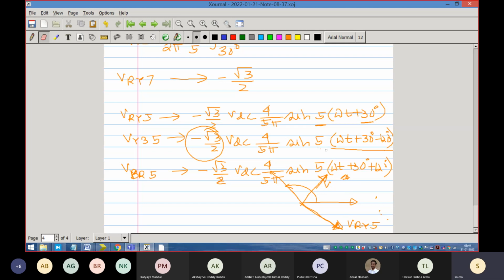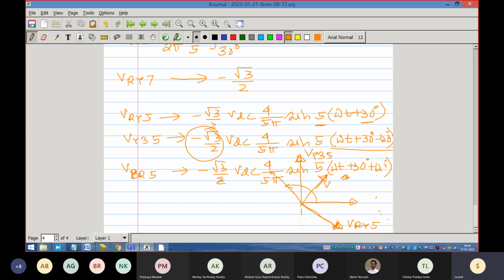The second one is 5 into minus 120 degree. Where is it? That is 5 into minus 90 degree. Plus 30 minus 120 is minus 90. So minus 90 would have been here. But we negate it because there is a negative coefficient. So negative coefficient is this. So this would be VRY5, right?